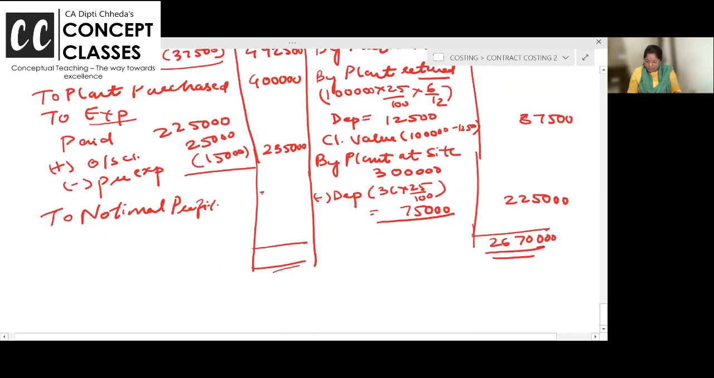Is the notional profit coming to 766,250? Very good, very good. And the total is coming to 2670.